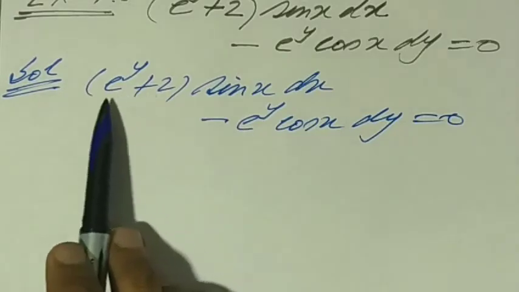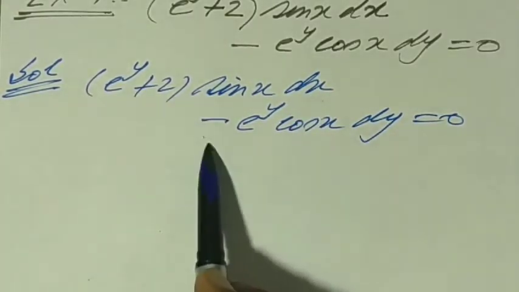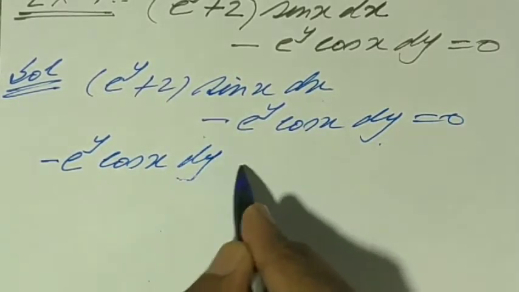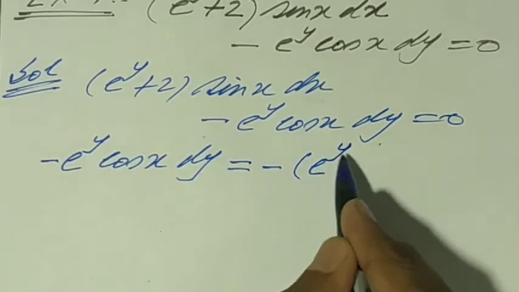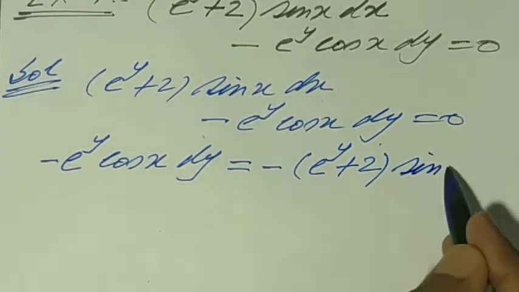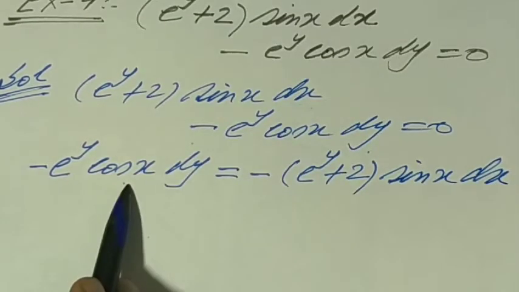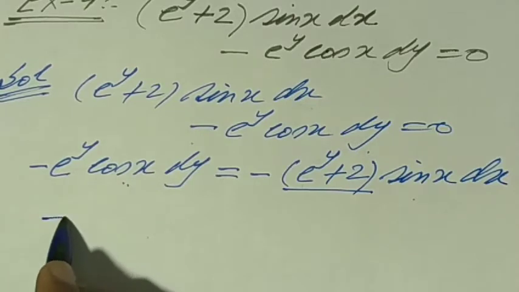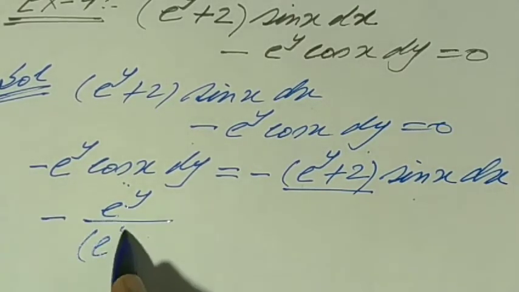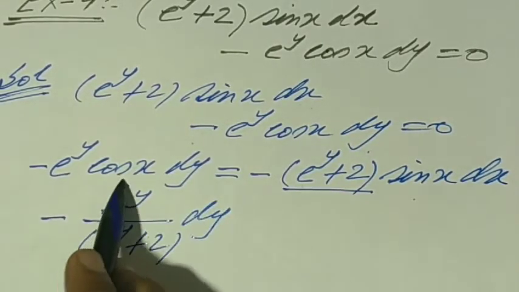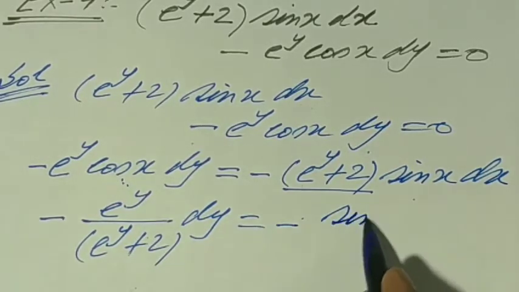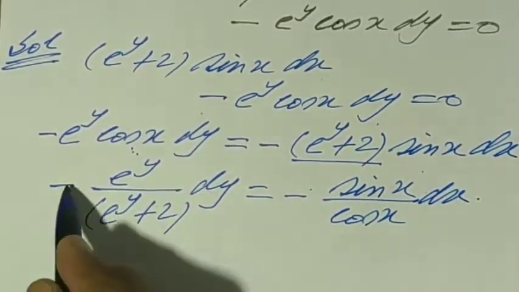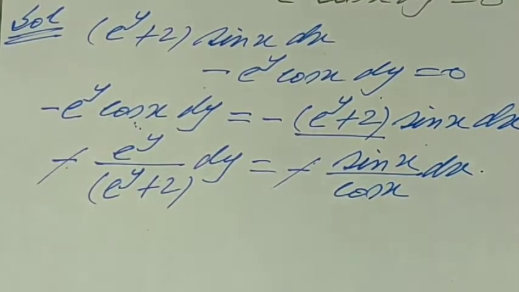So first we have to transpose this term to the right hand side, leaving this on the left hand side, minus e raised to the power y cos x dy is equal to minus e raised to the power y plus 2 sin x dx. We have to transpose cos x to the right hand side and e raised to the power y plus 2 bracket to the left hand side. So transposing this bracket to the left hand side, we get minus e raised to the power y upon e raised to the power y plus 2 dy, and transposing cos x to the right hand side, we get minus sin x upon cos x dx. Obviously both sides have the same signs, negative, so these two minuses cancel each other.